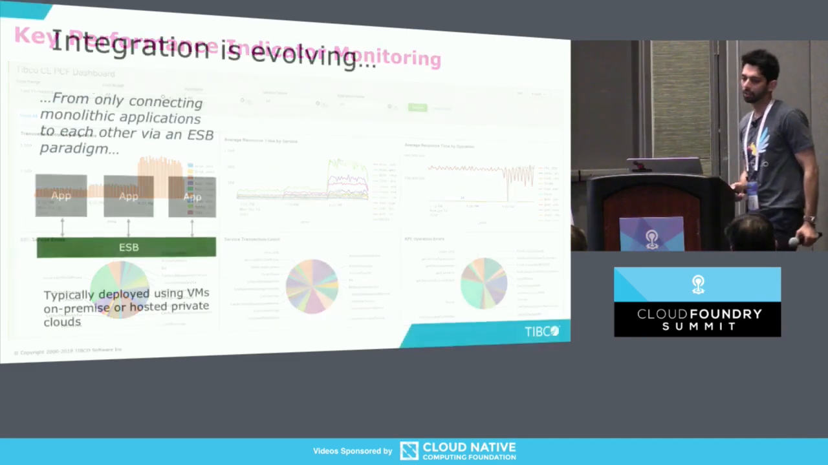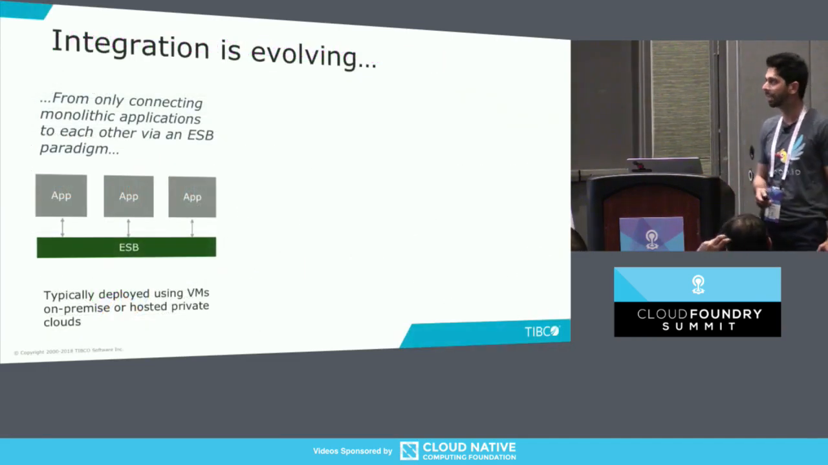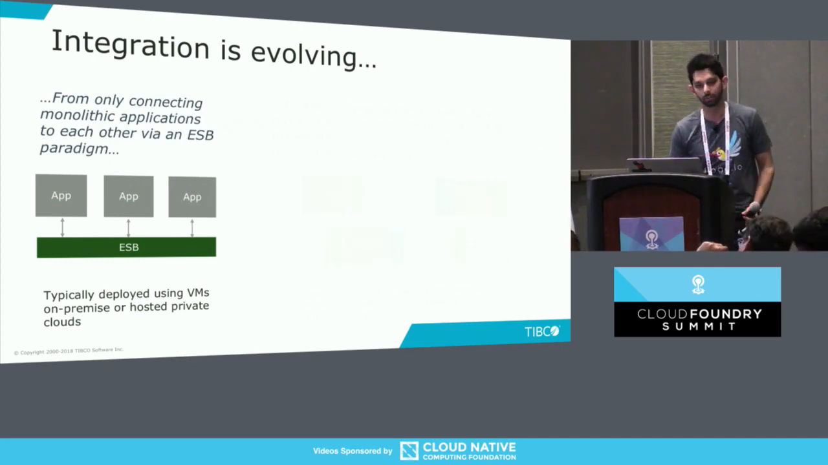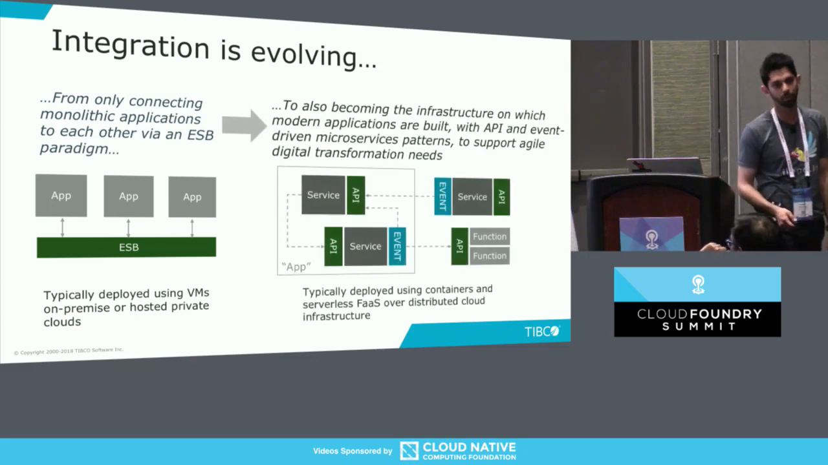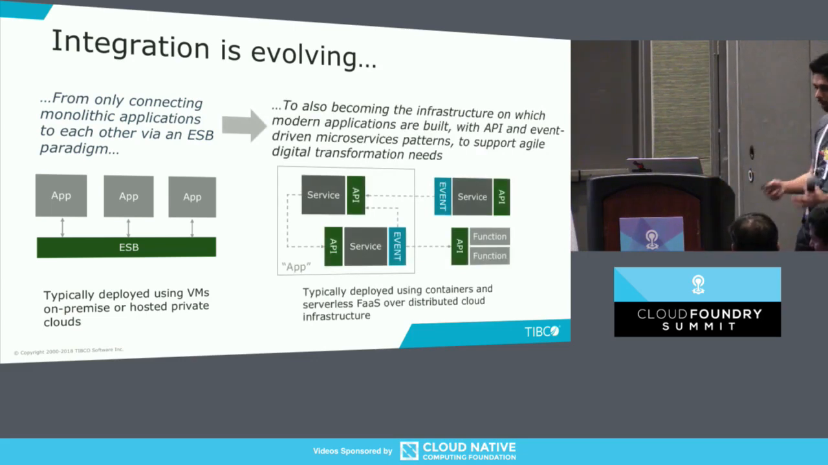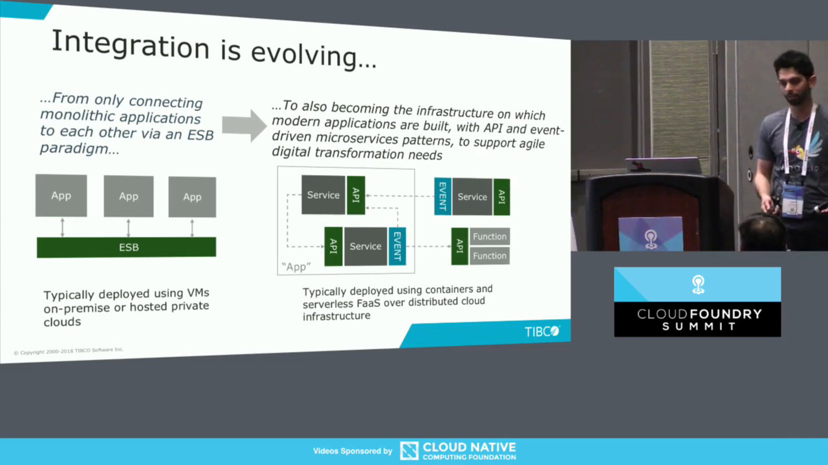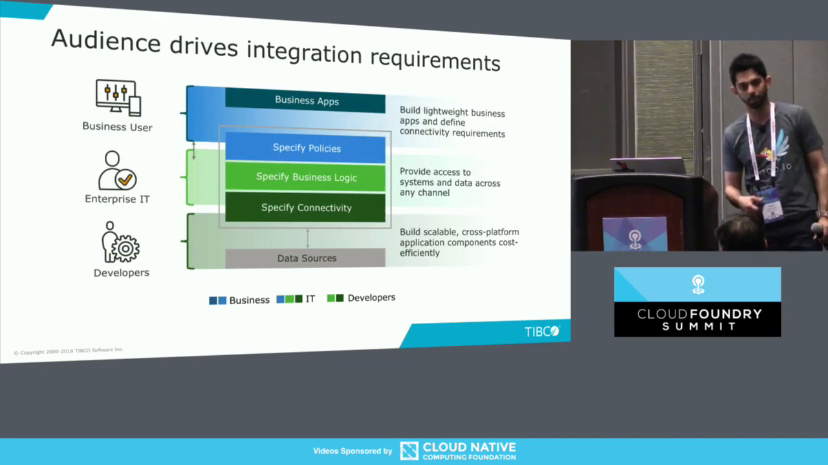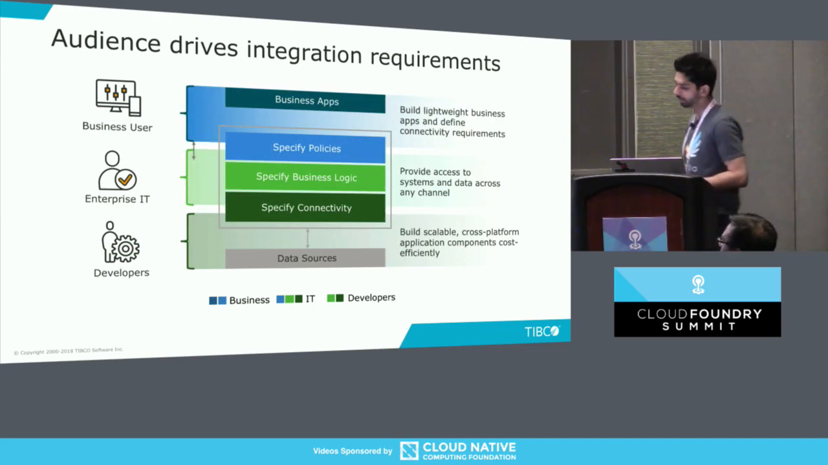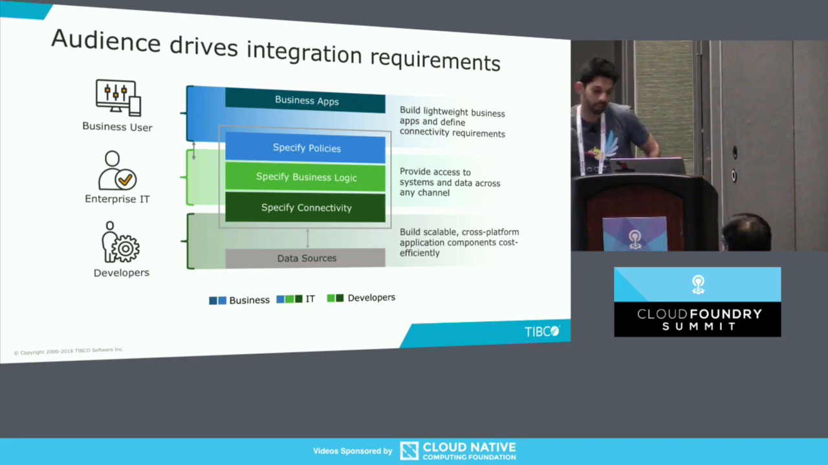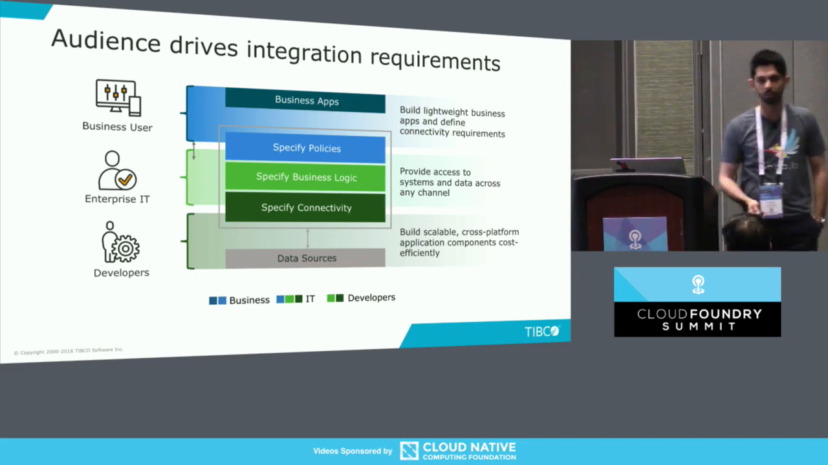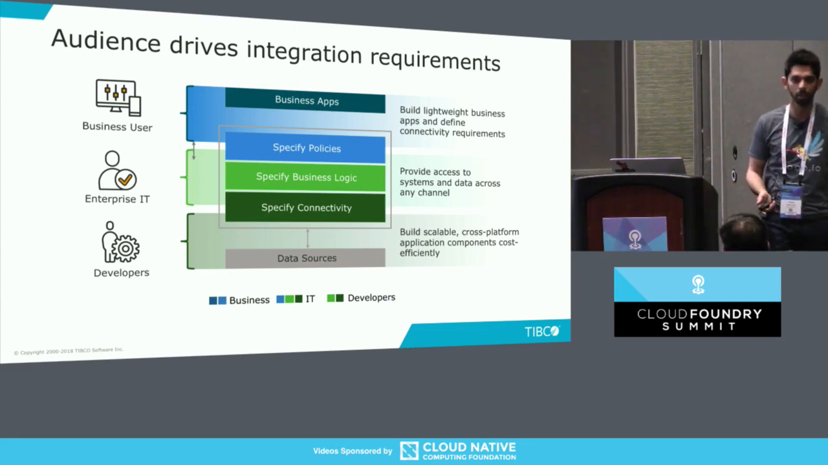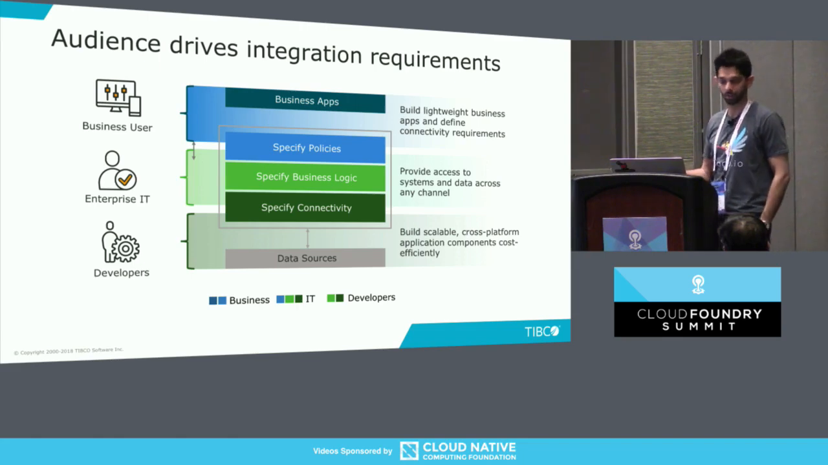So we've heard both Rakesh and Chandra say the integration needs are evolving, right? Right from building enterprise applications, the monolith applications, to moving to microservices-driven architectures, to API-driven microservices, all to adopt digital transformation. Now, what we've observed is pervasive integration is driven by different sorts of audiences. The business users need business apps to digitize the processes and improve the work stream efficiencies. The enterprise IT users need to provide access to data and systems across various channels, be it on cloud, on-prem, and on edge devices too.